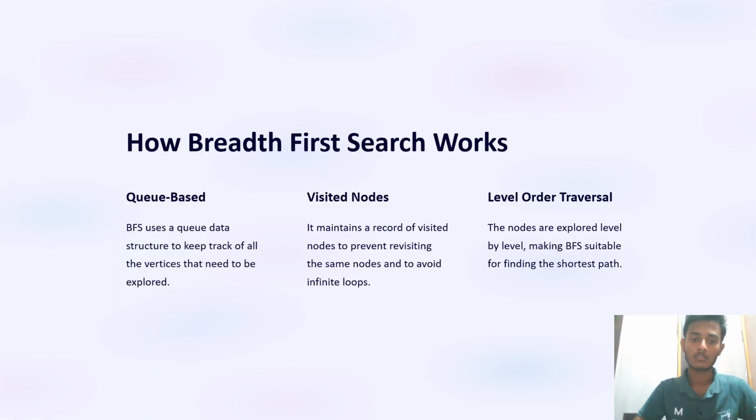How breadth first search works. Queue based. BFS uses the queue data structure to keep track of all the vertices that need to be explored. Visited nodes. It maintains a record of visited nodes to prevent revisiting the same nodes and to avoid infinite loops. Level order traversal. The nodes are explored level by level, making BFS suitable for finding the shortest path.